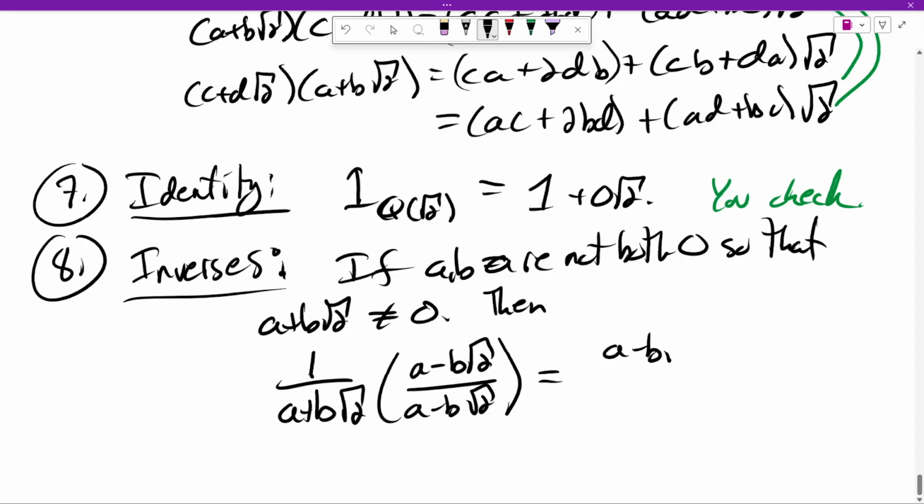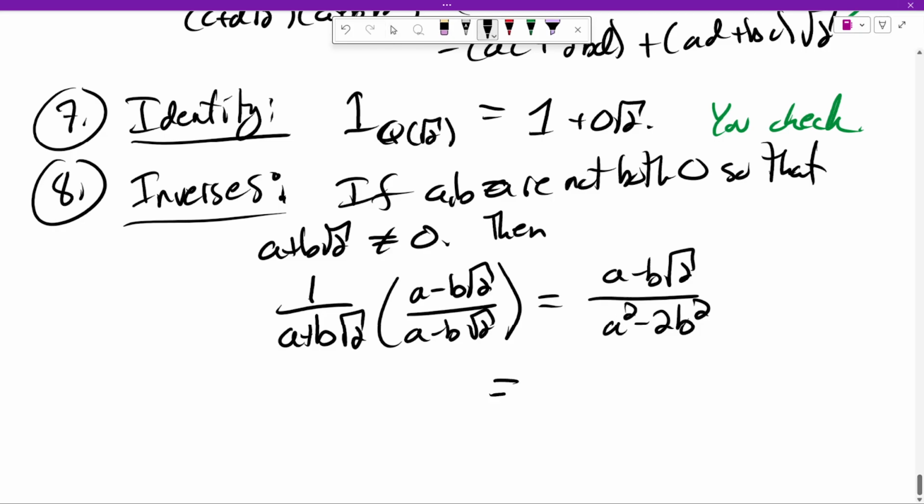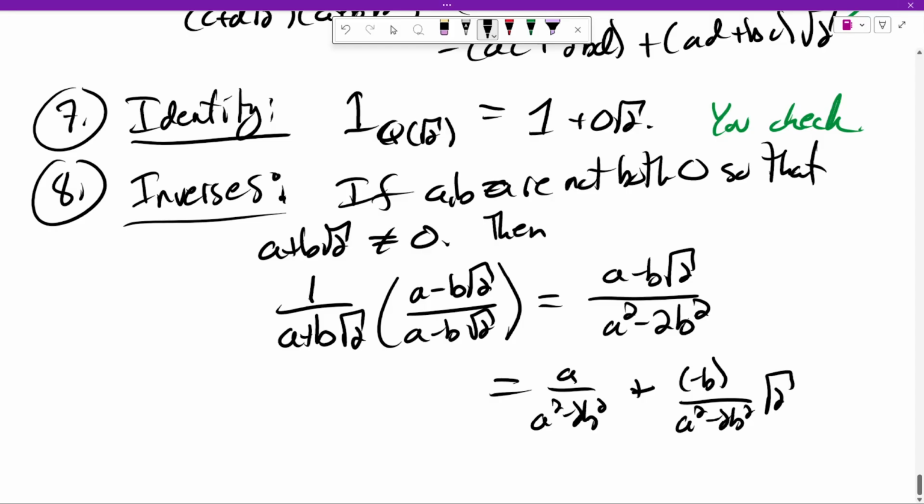And when we do that, we're going to get a minus b root 2, and the denominator is going to be a difference of squares. We're going to get a squared minus 2b squared. Now this is going to be fine and good because we can rewrite this as a over a squared minus 2b squared, and then plus negative b over a squared minus 2b squared root 2 by moving into their own fractions. And if a and b are rational numbers, then this guy without the root 2 is going to be, again, a rational number. And the second guy, the one on the root 2, is also going to be a rational number. And so we're good.